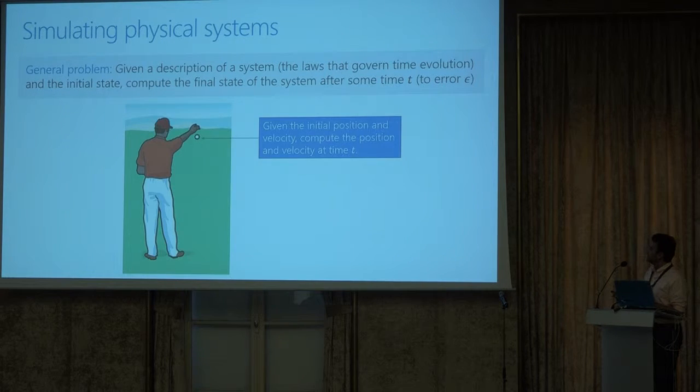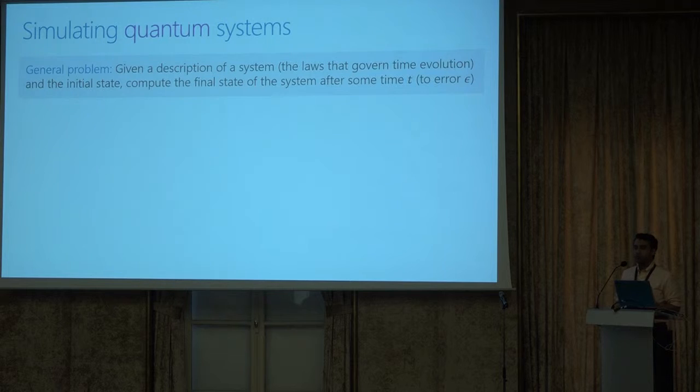And here's a quick example. Maybe somebody's dropping a ball, and I'll give you the position and velocity of the ball, and then you have to predict where the ball will be after time t. This is a simple problem that you might have had to solve in high school. It's easy to do. You can do it in polynomial time. So we want to solve this problem, but not for classical systems like this, but for quantum systems. And the general problem is the same, as I said before. That's the template. And we want to take this template and make it specific to quantum systems.